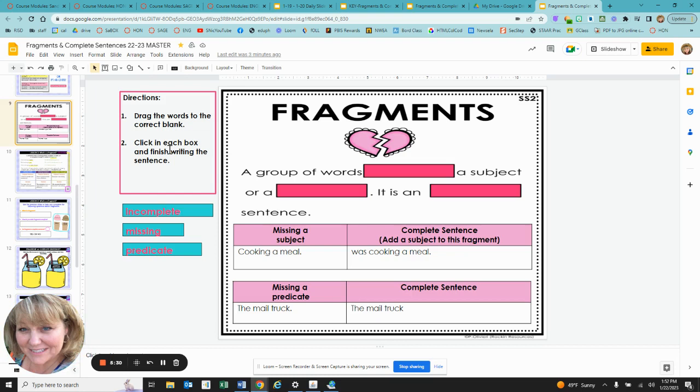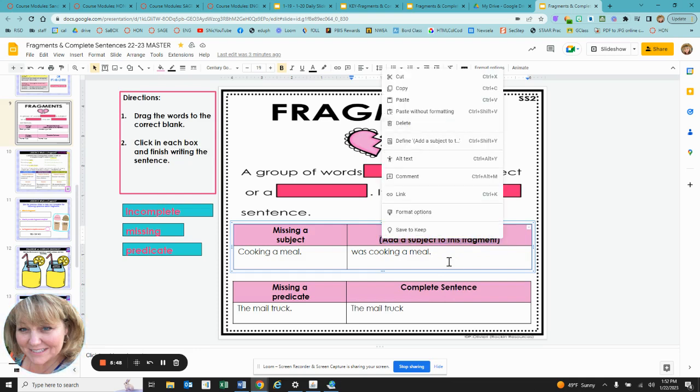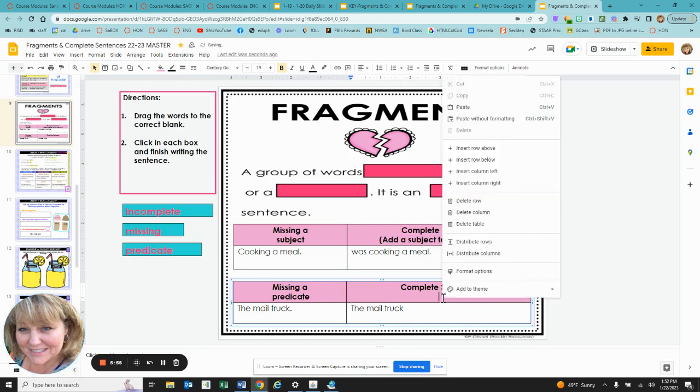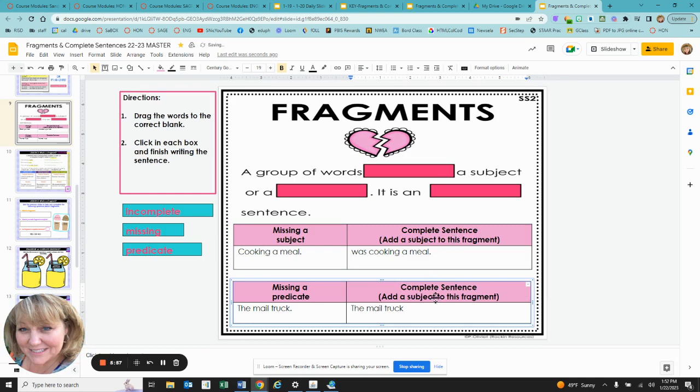On this one, you're going to do what we did before: drag the words into the correct blank, click each box and finish writing the sentences. You're going to add a subject to this fragment. You're going to complete this sentence by adding a predicate. So you will add a predicate to this fragment. Yeah, I found a little error. So add a predicate to this fragment. So I just added that.